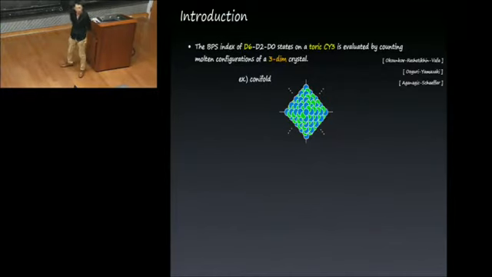So the crystal melting model is a kind of statistical mechanical model which was proposed for D-brane counting. For example, when you consider the D6-D2-D0 bound states on a toric Calabi-Yau singularity, then the BPS index of the D-brane bound states is evaluated by counting molten configurations of a three-dimensional crystal like this.